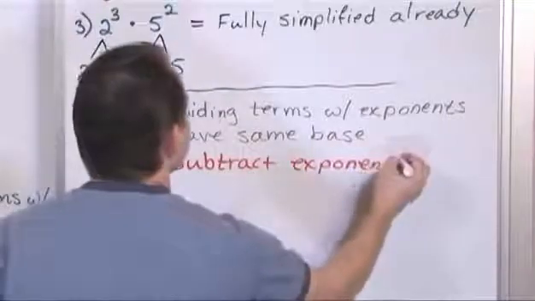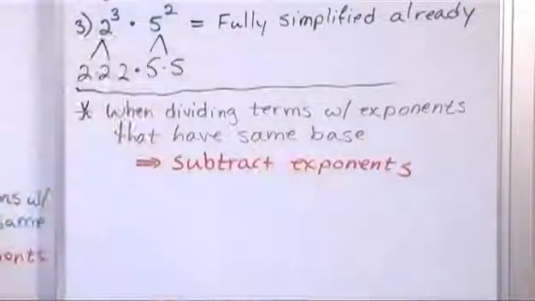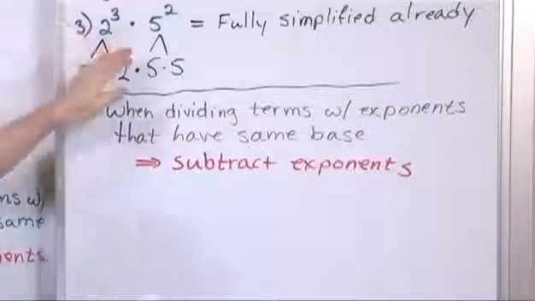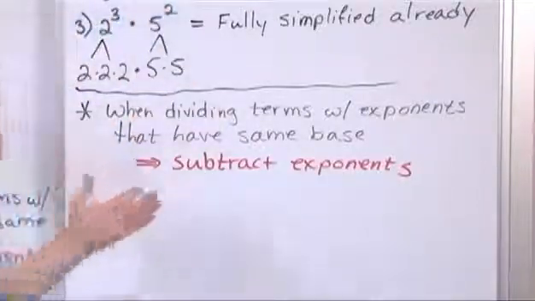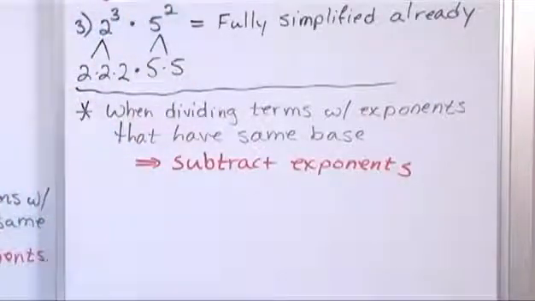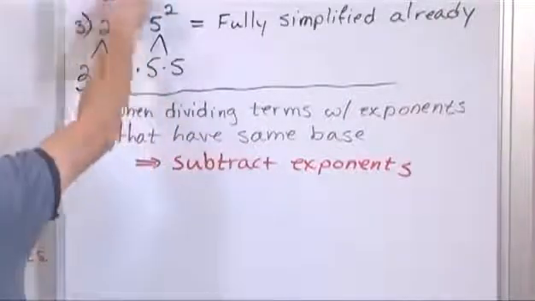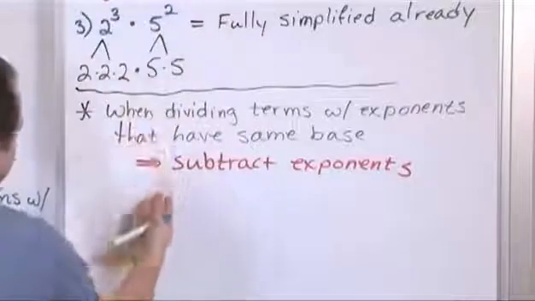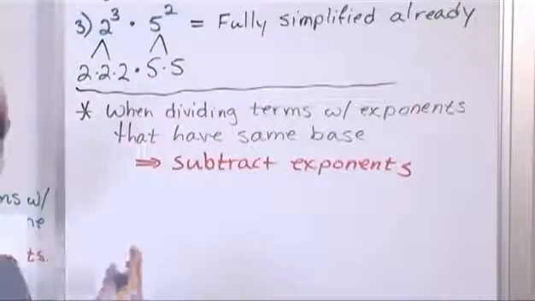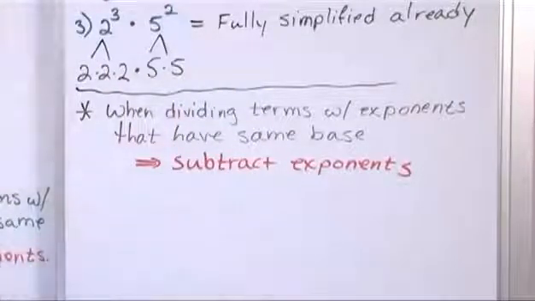So I know it looks like a bunch of rules, but really there's a lot of symmetry here. If you're multiplying them together and the bases are the same, you add the exponents. If you're dividing them and the bases are the same, then you subtract the exponents. So if you're multiplying, you add exponents. If you are dividing, you subtract exponents. Only if the bases are the same in both cases. If the bases are different, there's nothing you can do. You can't simplify that anymore.